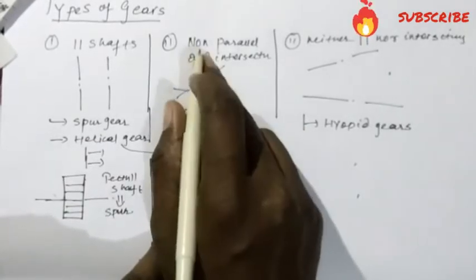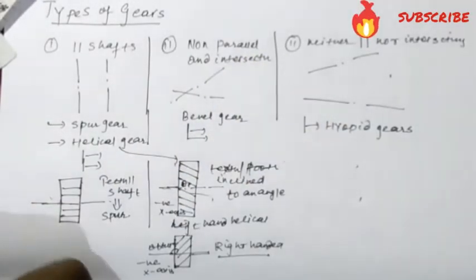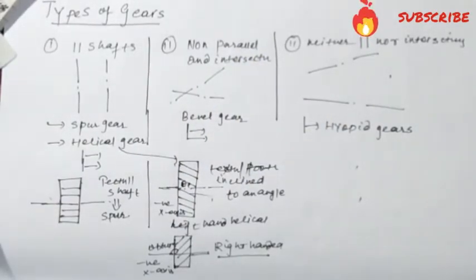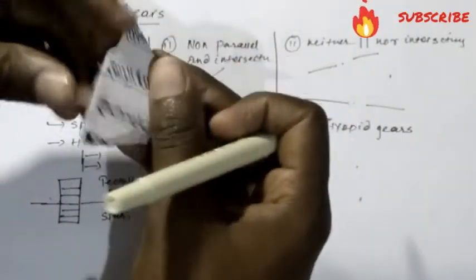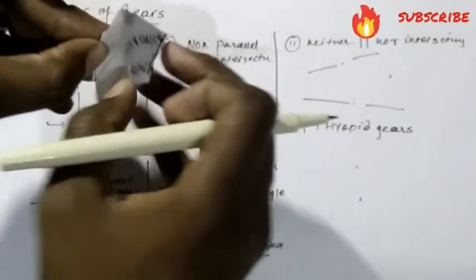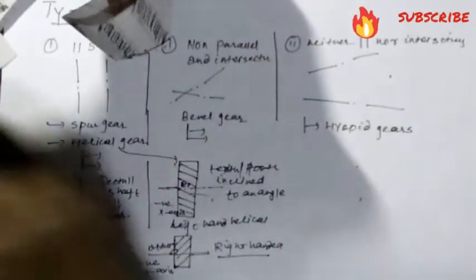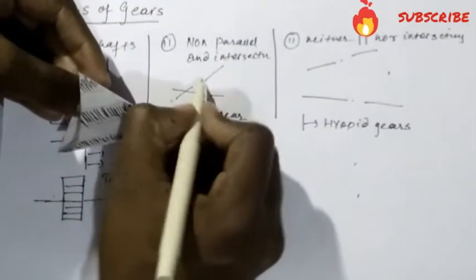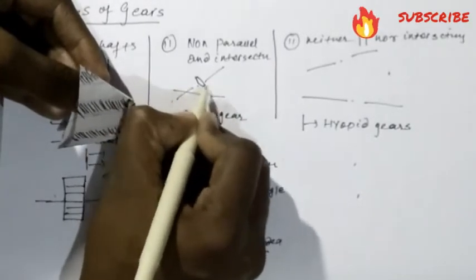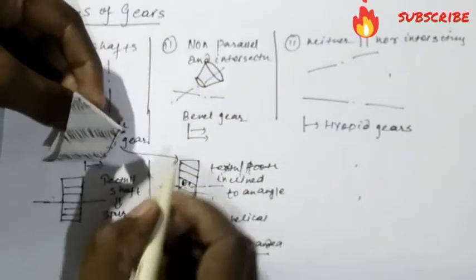Now the another is when the shafts are non-parallel and intersecting. We have the third classification, that is the bevel gear. It will look something like this. When it is 3D, it will look something like this: a cone that has been cut parallel to its base. Got it? Again, we can draw it like this. This is how the bevel gear looks like.